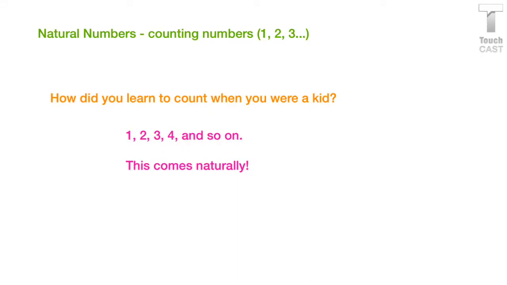So today we're going to talk about different types of numbers. First we're going to talk about natural numbers. And these are going to be your counting numbers like 1, 2, 3, 4, 5, and so on.